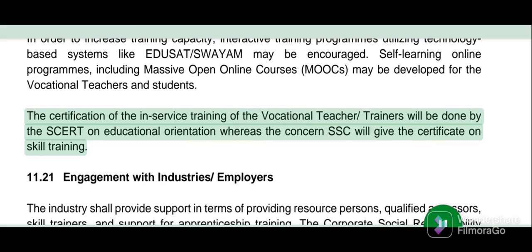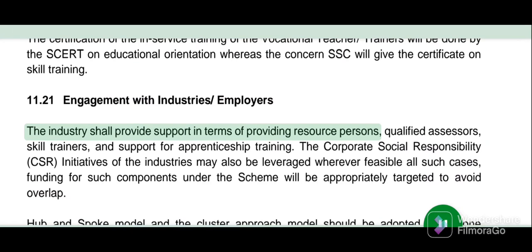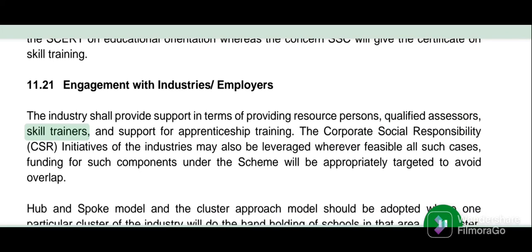The certification of the in-service training of the vocational teacher trainers will be done by the SCERT on educational orientation, whereas the concerned SSC will give the certificate on skill training. 11.21 Engagement with industries and employers. The industry shall provide support in terms of providing resource persons, qualified assessors, skill trainers, and support for apprenticeship training.